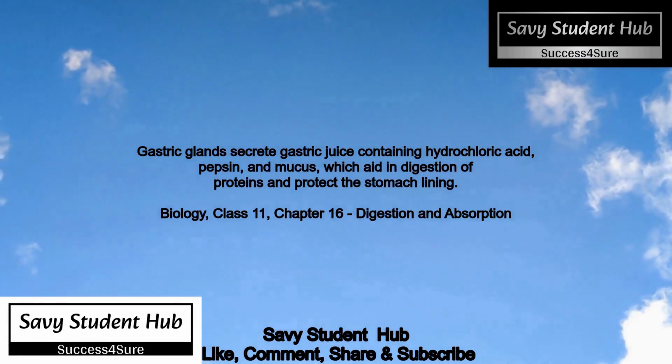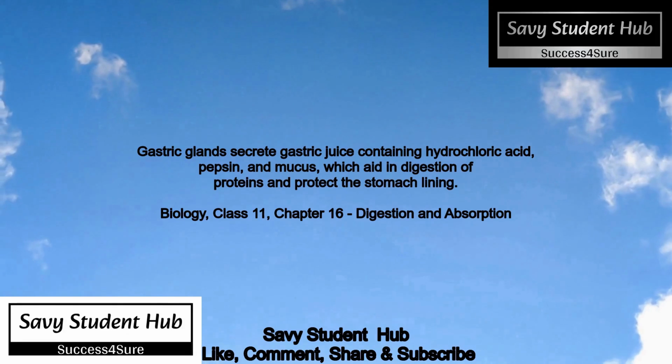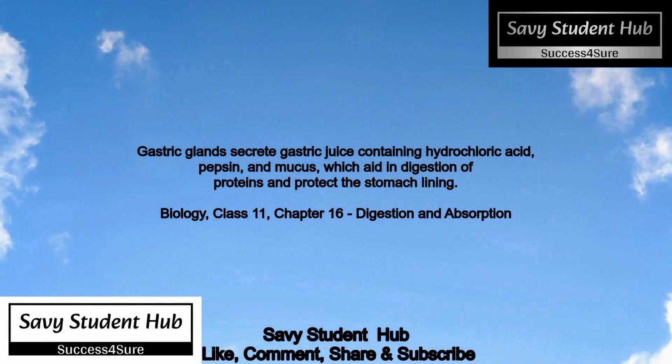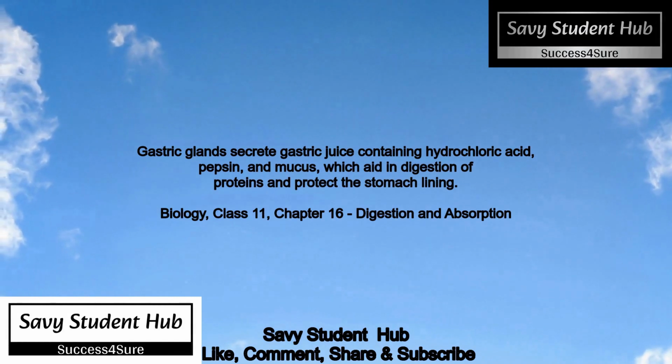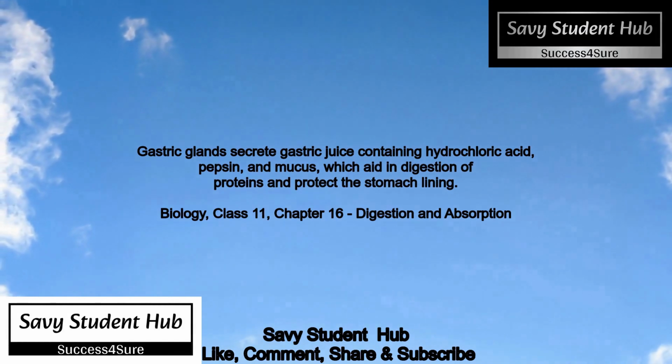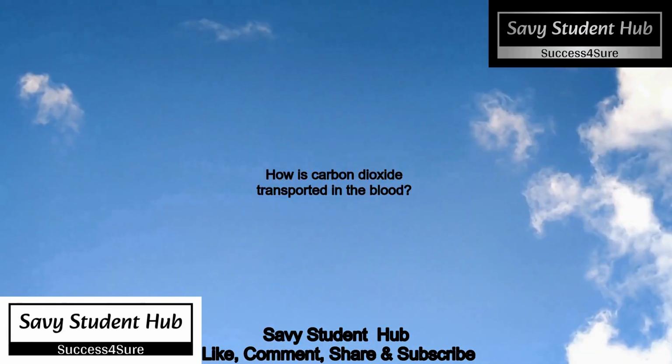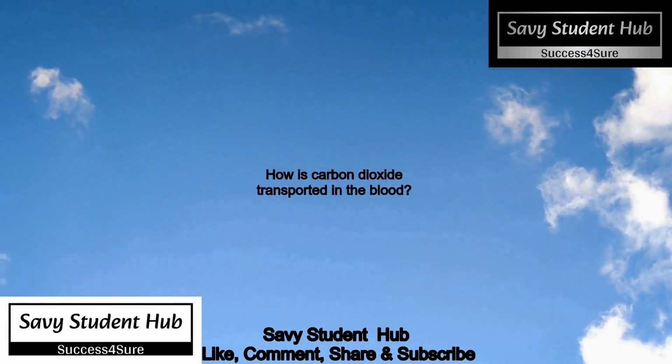Gastric glands secrete gastric juice containing hydrochloric acid, pepsin, and mucus, which aid in digestion of proteins and protect the stomach lining. How is carbon dioxide transported in the blood?